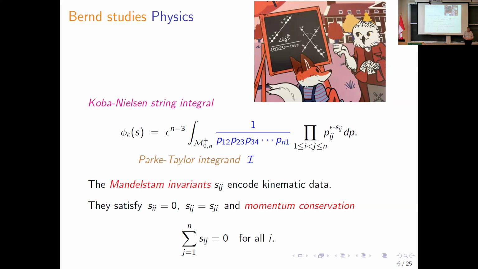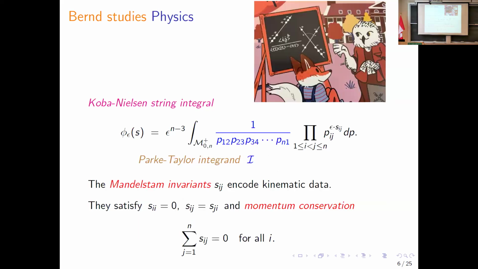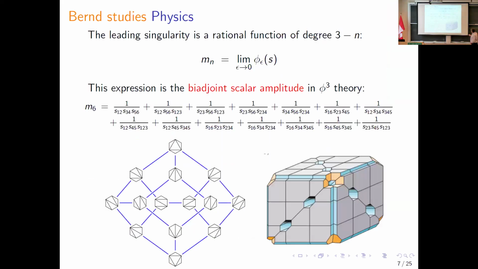So, okay. Very good. Now we're going to set epsilon goes to 0, right? So this is a highly transcendental function. It's a very, very complicated transcendental function. But the limit as epsilon goes to 0 turns out to be a nice rational function. It's the leading singularity. And it's a rational function of degree 3 minus n. So minus the dimension of the moduli space. And it's actually a very, very beautiful rational function.